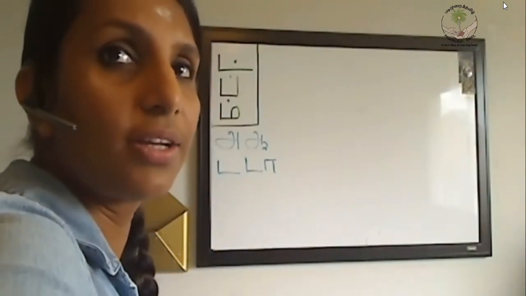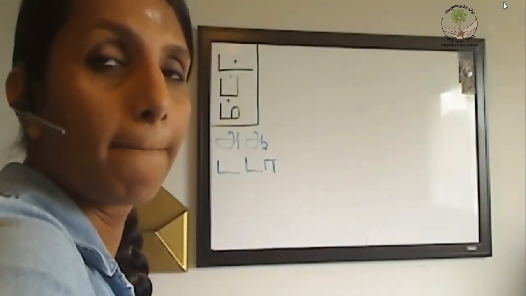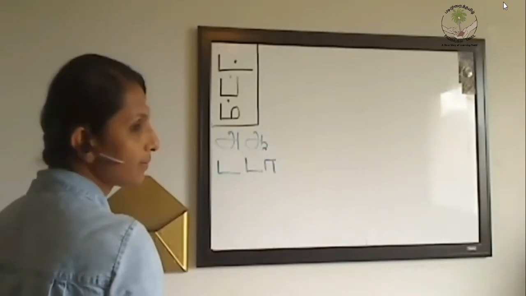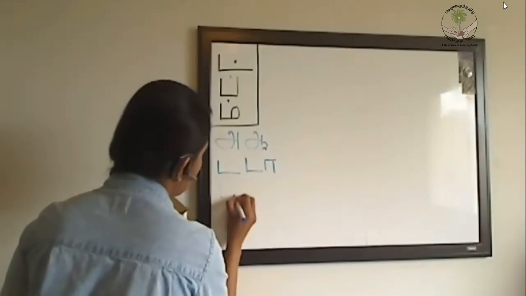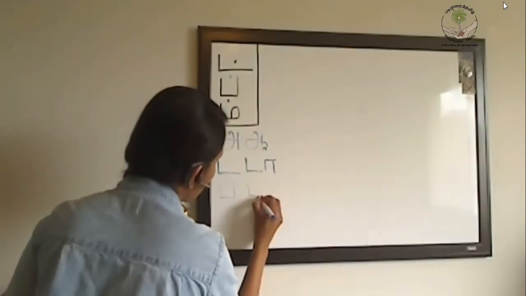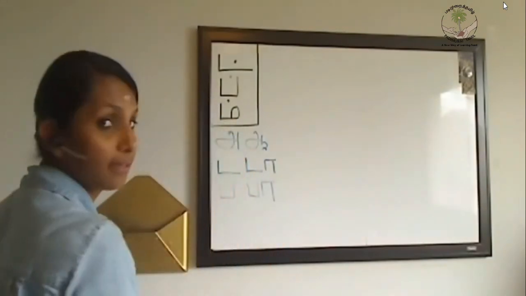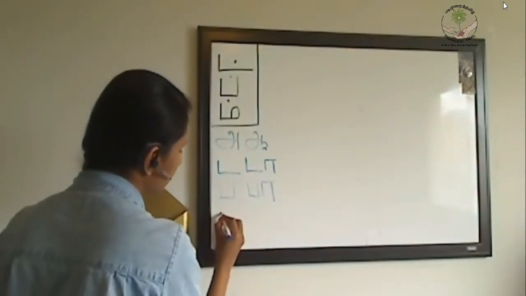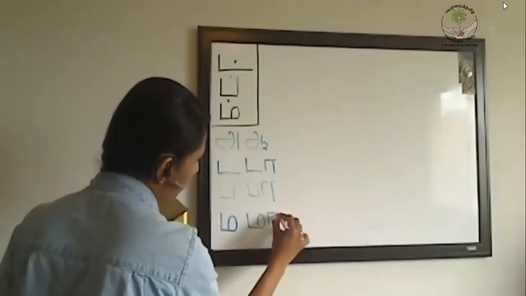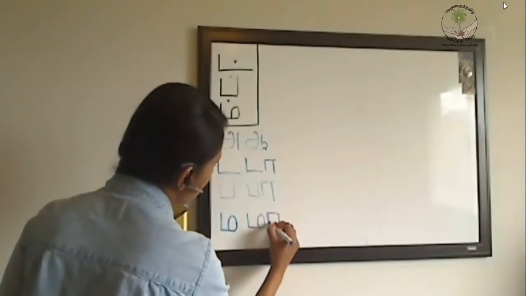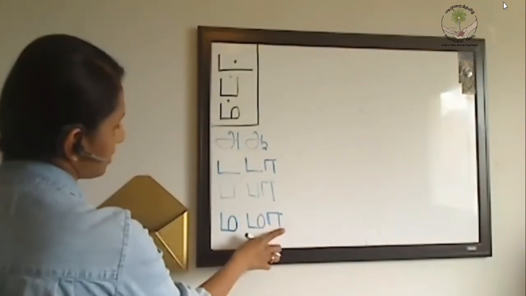Okay. Rahavi, are you there? Yes. Okay, tell me, what's the other one? Up and ah makes what? Pa. Good. Next? Ma. Okay, so we all know that these are all syllables.